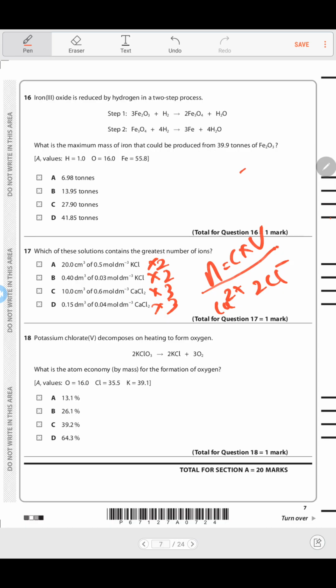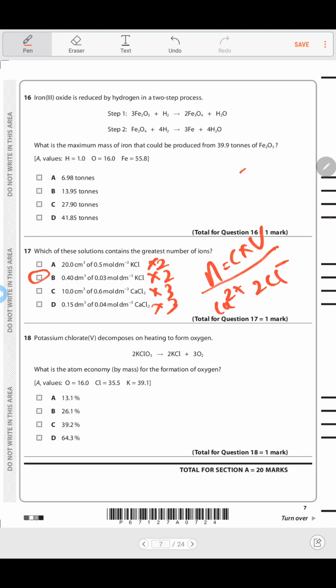Answer comes A, right? Double check with your calculator. The answer is B. It has a higher volume, and the concentration also comes up. Right. Question number 18 is about an atom economy question.